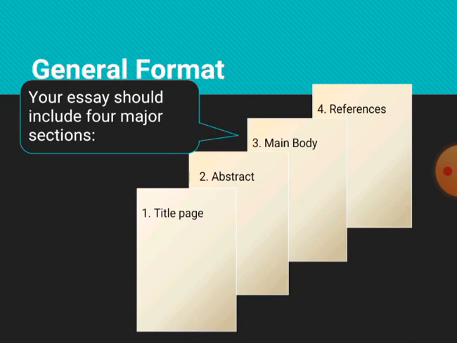So what is the general format of APA? In the general format we have four parts. The first is the title page, the second is the abstract, the third is the main body, and the fourth is the references. So your essay should include four major sections, and these sections are further subdivided, where the main body must have introduction, literature review, methodology, discussion analysis, conclusion, and recommendations, and then we have the fourth part, references. So these are the points that a research paper must have.